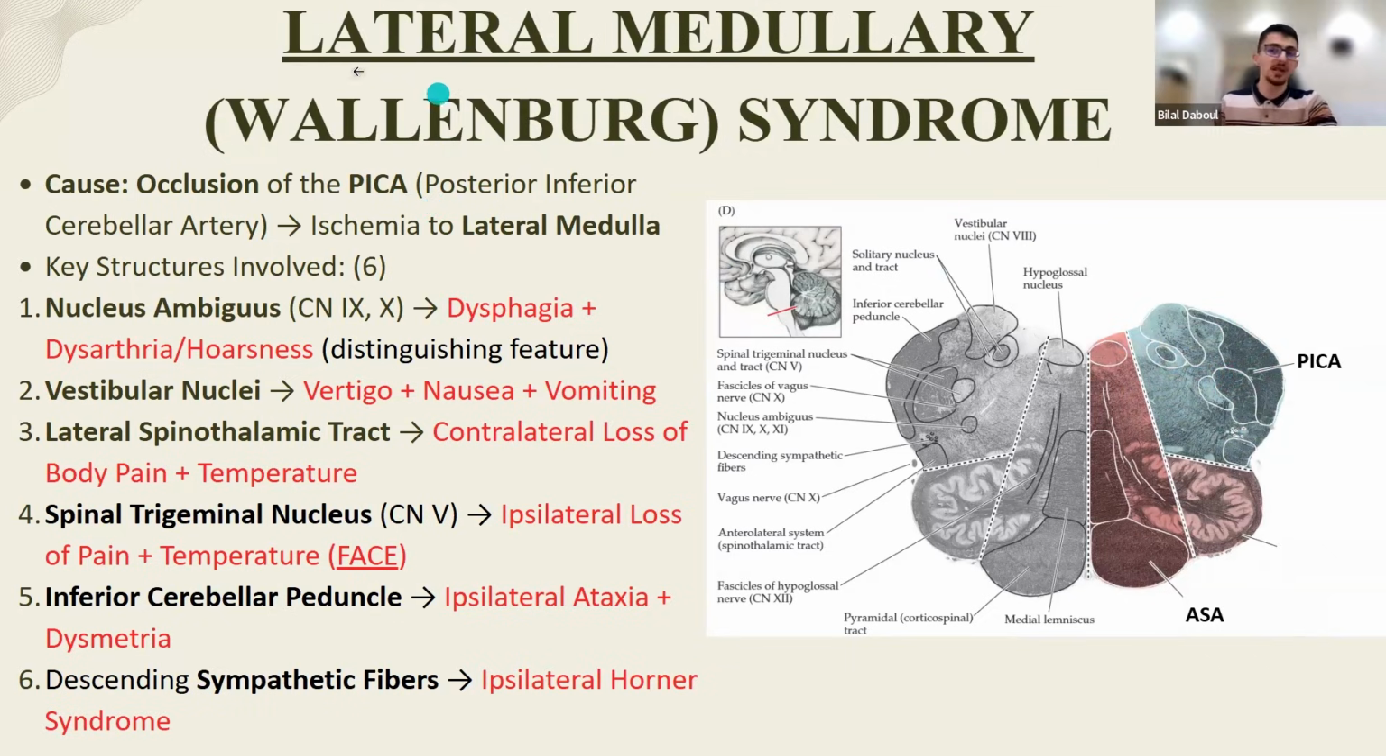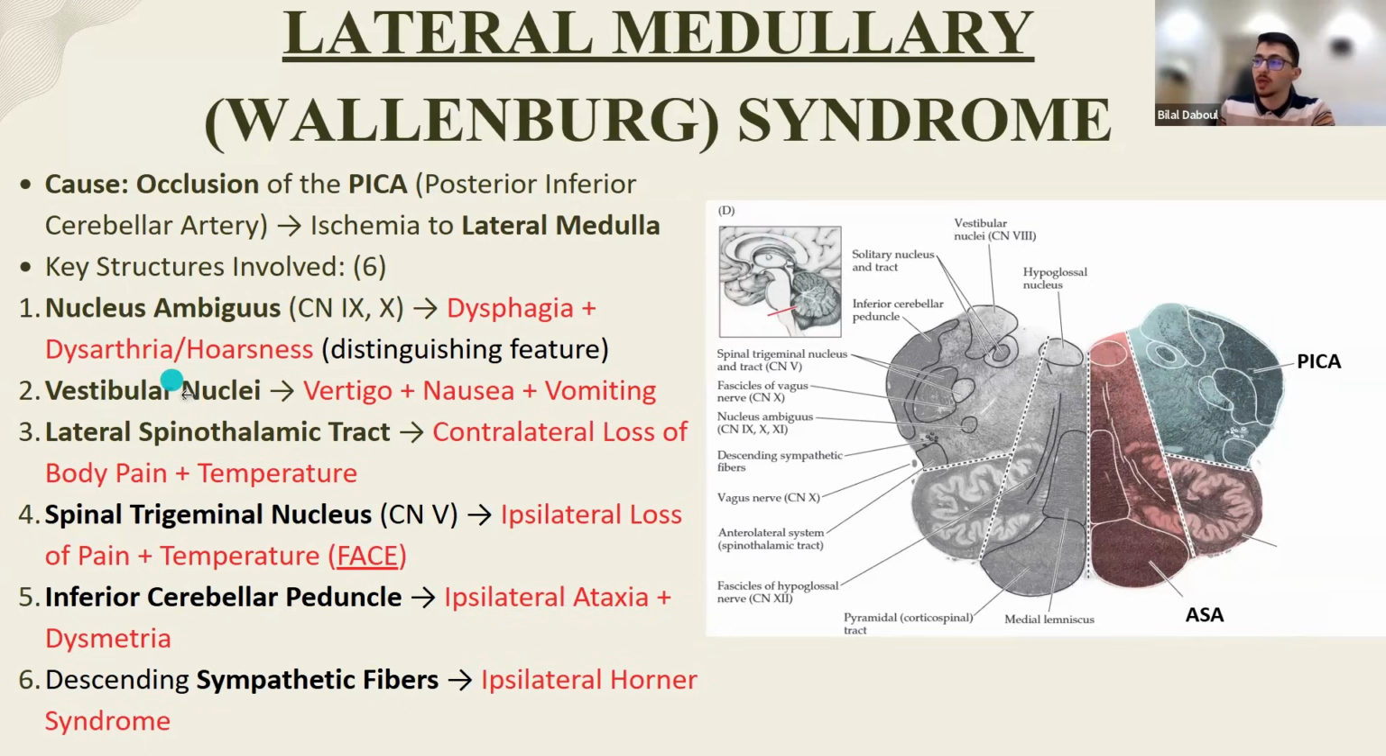but the distinguishing feature that I want you to remember the most is the nucleus ambiguus, which sits within the lateral medulla. This is the nucleus ambiguus. In terms of function, it's motor to the muscles of the pharynx and the larynx. So you'd expect, if the nucleus ambiguus is damaged, or you would have PICA occlusion, you would have dysphagia or difficulty swallowing, and dysarthria or hoarseness, weak sound, because you have paralysis of the pharyngeal muscles and paralysis of the vocal muscles. So that's the distinguishing feature. That's the first structure that is affected.